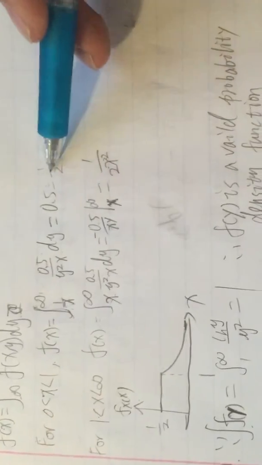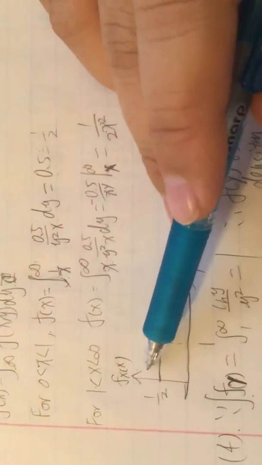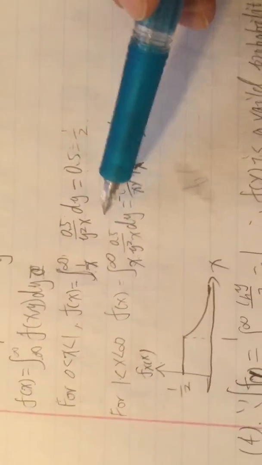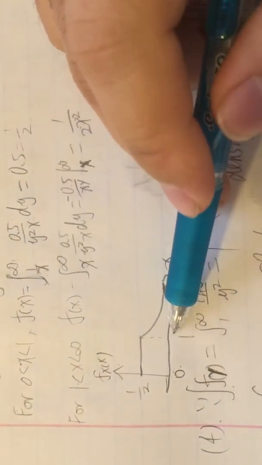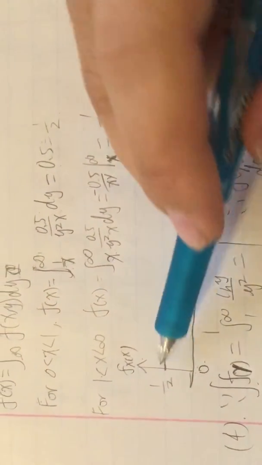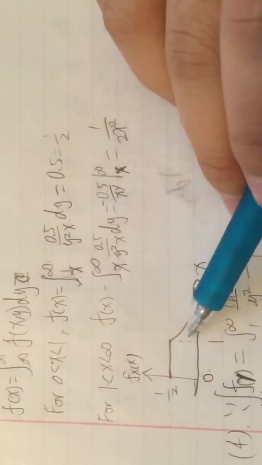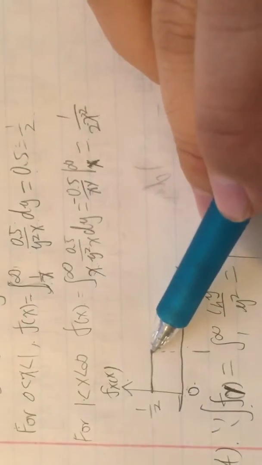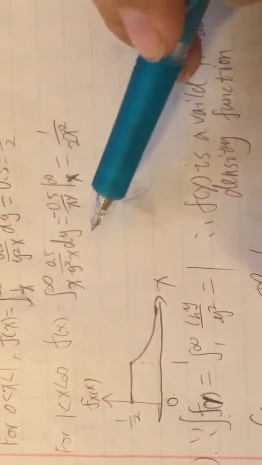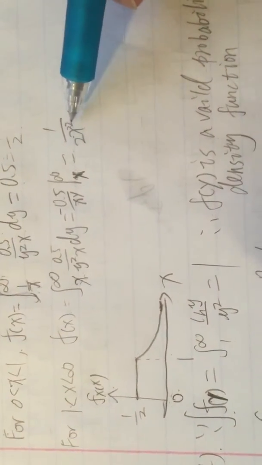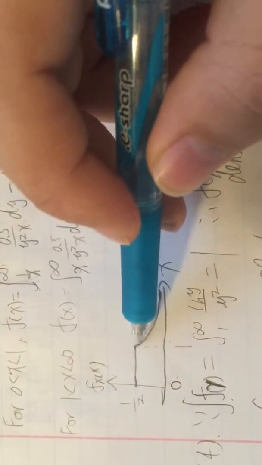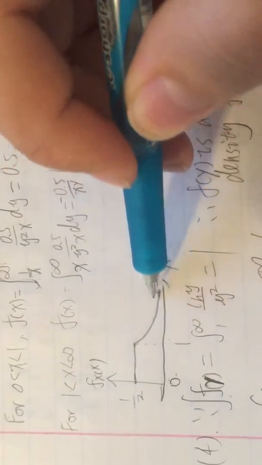Then we combine these two together and draw a diagram here. From 0 to 1, it is equal to 1 over 2, so it's 0.5 here, and for x larger than 1, it goes down to here as 1 over 2 times x squared. So we can get the diagram like this.